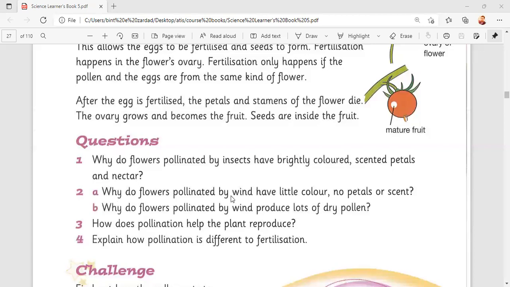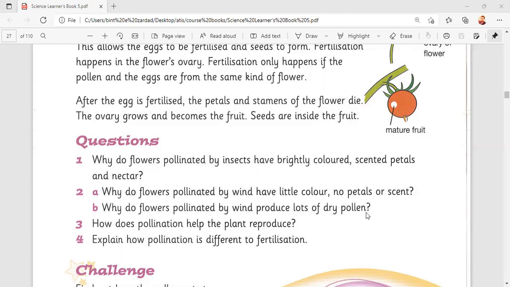Why do flowers pollinated by wind have little color, no petals or scent? Obviously, the insect is not coming, so they don't need to attract insects. That's the reason.